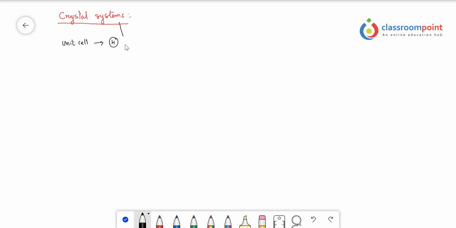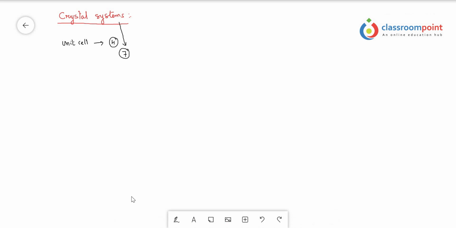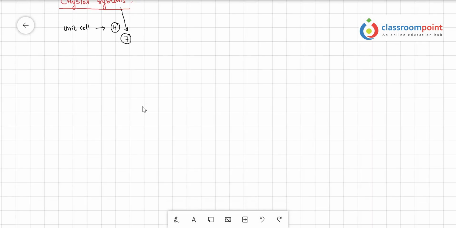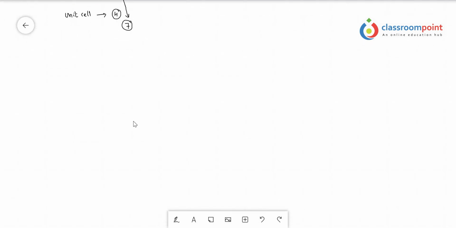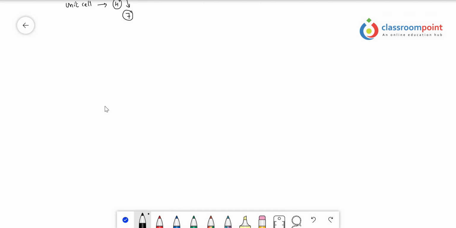And in a similar way, basic crystal systems are there. The basic crystal systems are of 7 types. So if anyone asks you how many crystal systems are there, you must answer there are 7 crystal systems. So these 7 crystal systems, let's try to write down here. I'll make a chart over here.